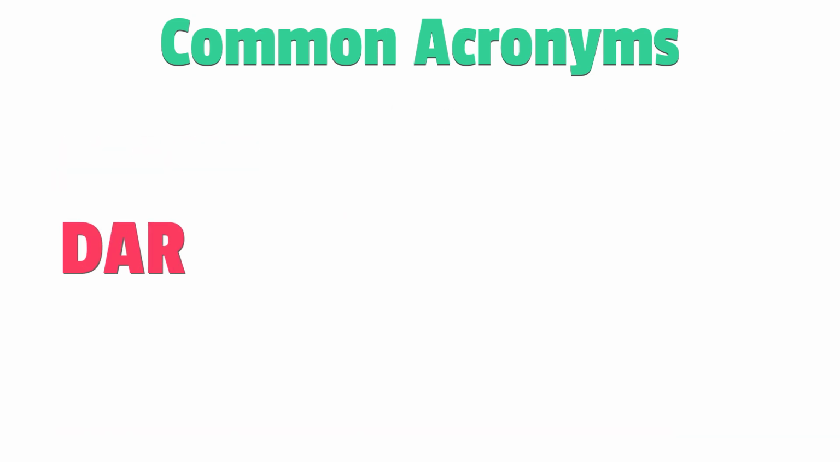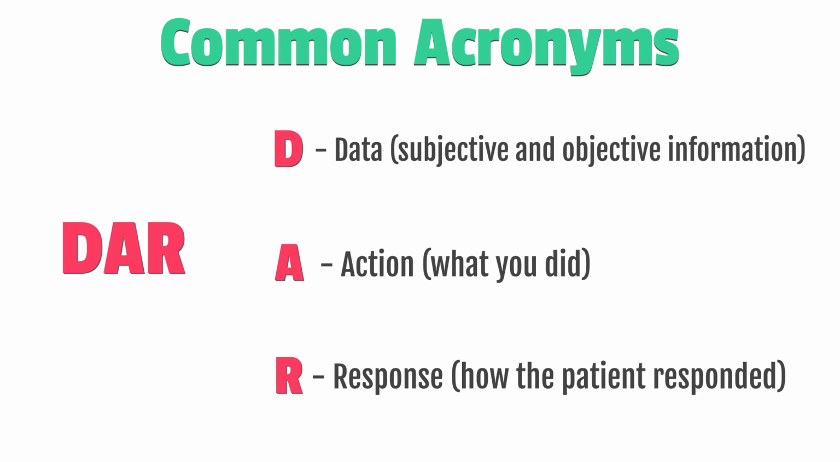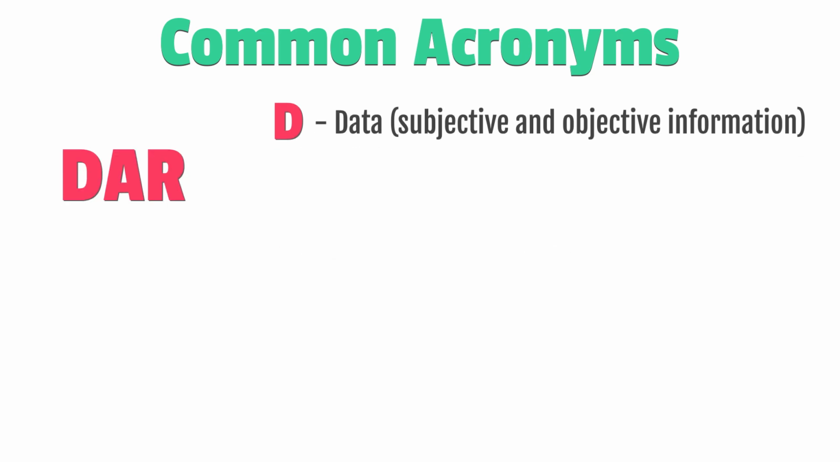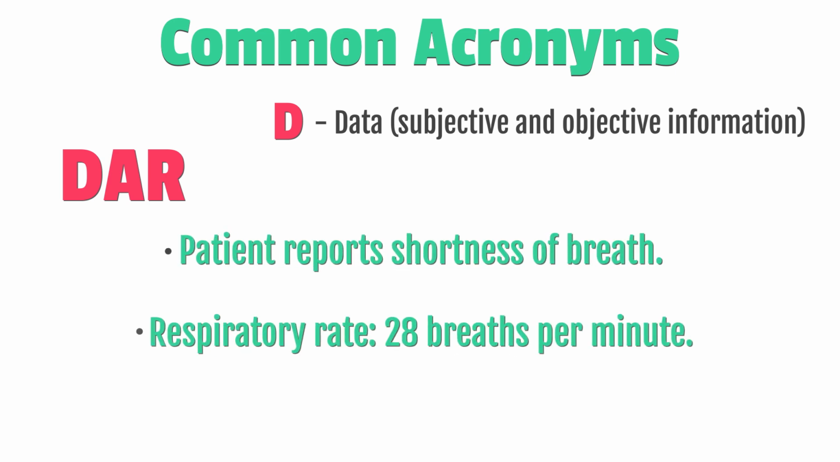Now moving over to DAR, D-A-R. D is for data. This includes subjective and objective information. A is for action, what you did. And R is for response, how the patient responded. Now let's try an example together for DAR. So starting with D, the data. Remember, this is subjective and objective information.